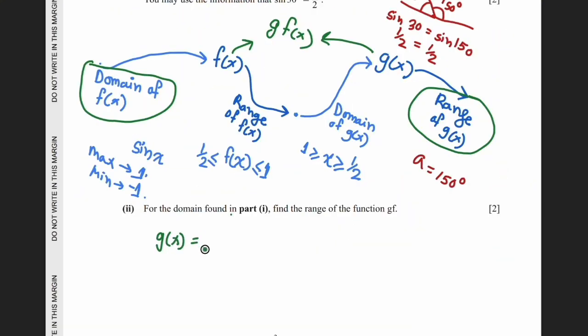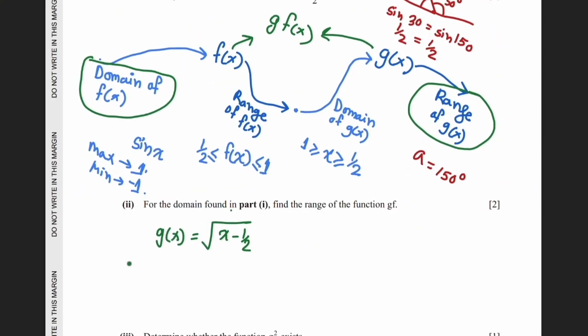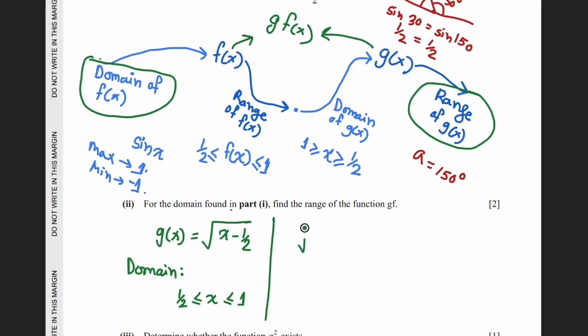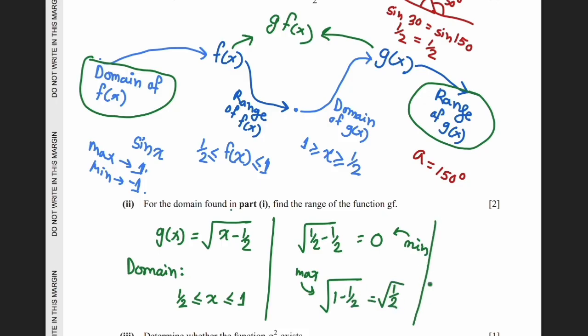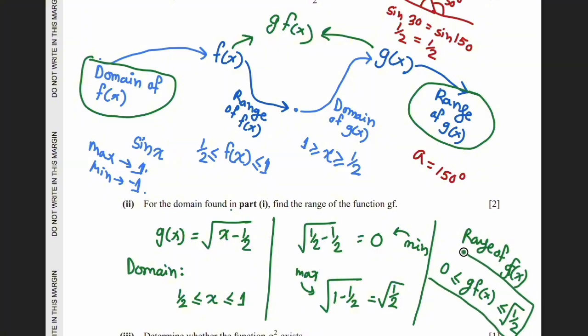Our g of x is x minus half. For the domain, x is greater than half but less than 1. So the minimum point will be half minus half, which is 0. This is our minimum point, and the maximum point will be 1 minus half, which is half. So our range of g of x will be, we have to keep in mind that the range of g of x and the range of gf of x is the same, because this is the same as the range of this. Right, so this is our final answer.